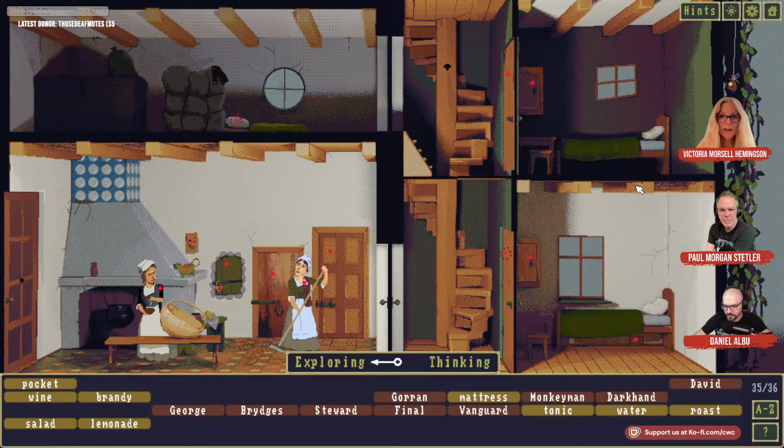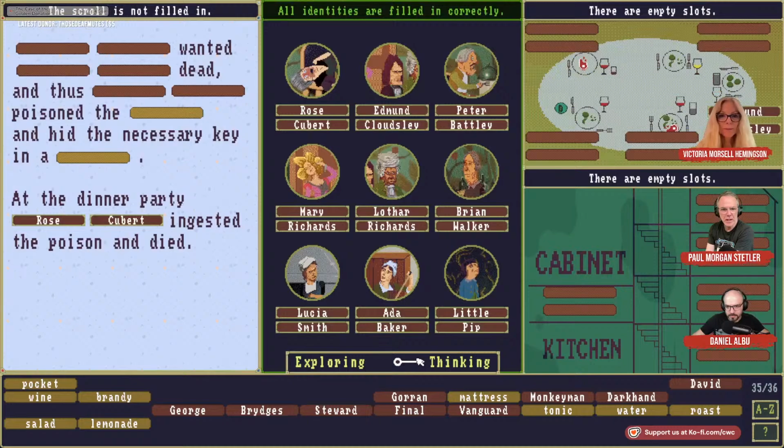Okay, so go to thinking, and let's put Lucia Smith in the bottom room. And then Ada Baker's probably in the next room, right? Wait, there is a room above her, to the left, and there's a room to the right on the second floor. Yeah, we had to figure that out. Let's go back and click on Ada Baker again, and the room above.